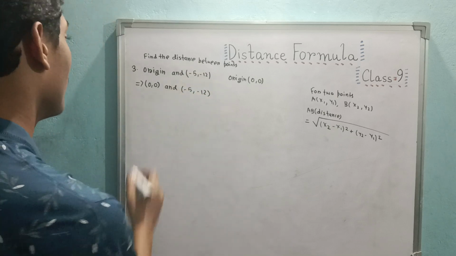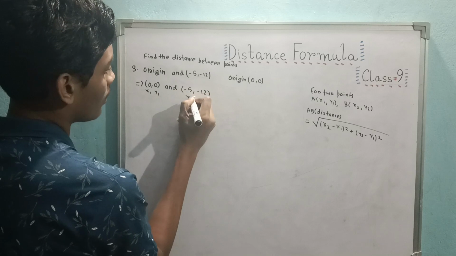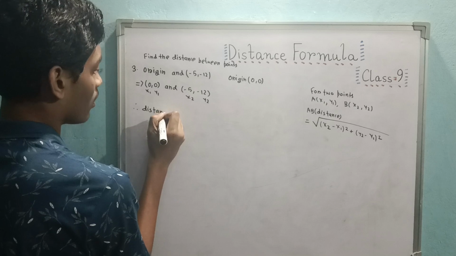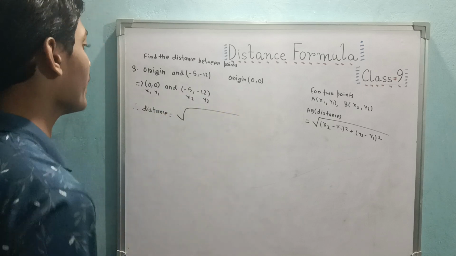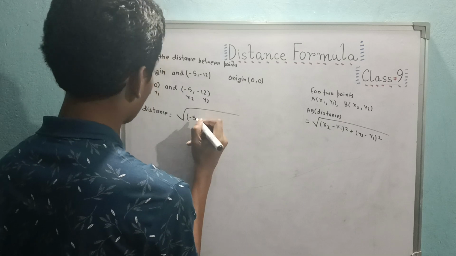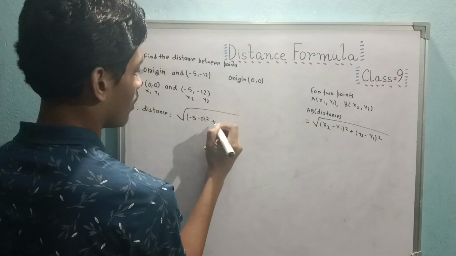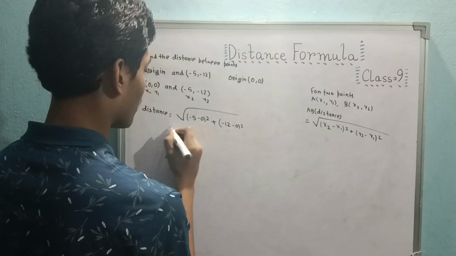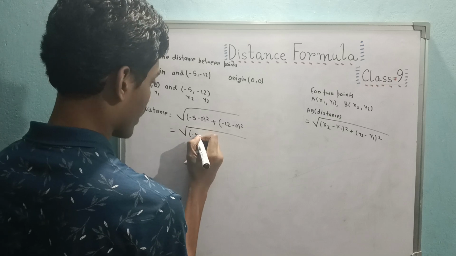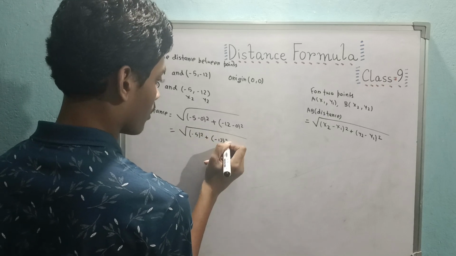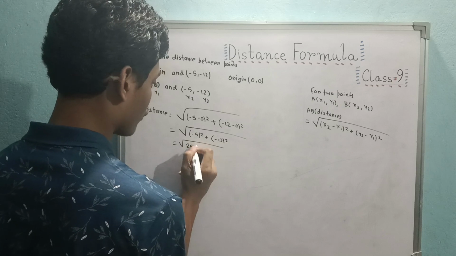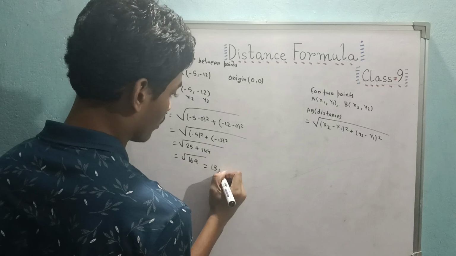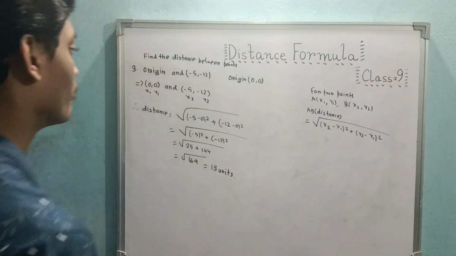Now the game is yours. Now you have x1, y1, x2, y2. Let's solve. Distance equal to root of x2 minus x1 whole square, x2 is minus 5, minus x1 is 0, whole square, plus y2 minus y1, y2 is minus 12, again y1 is 0, whole square, equal to minus 5 square plus minus 12 square, equal to 5 square is 25, minus 12 square is 144, root 169, equal to 13 units. Gone, finished, goodbye, see you.